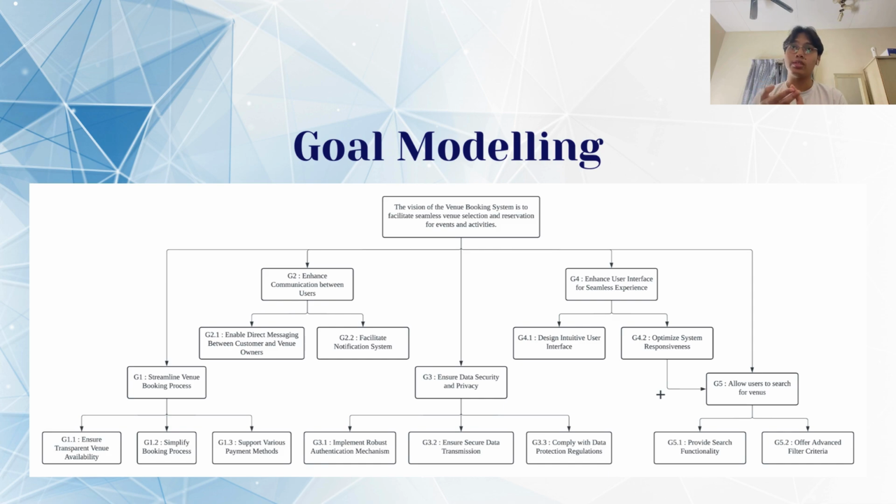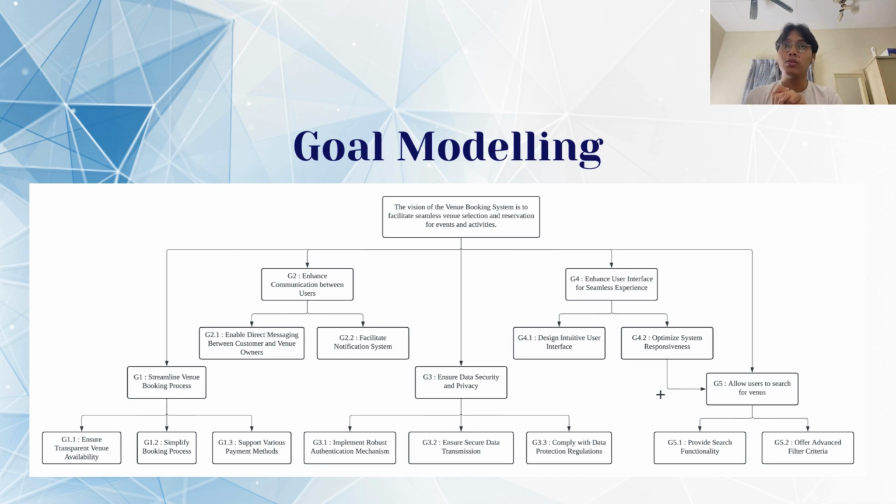For goal 2, to enhance communication between users, the sub-goals are to enable direct messaging between customers and venue owners, and to facilitate a notification system as the second sub-goal. The third goal is to ensure data security and privacy. Its first sub-goal is to implement a robust authentication mechanism. Next is to ensure secure data transmission, and lastly, to comply with data protection regulations.